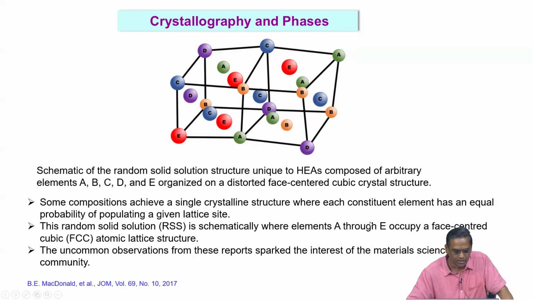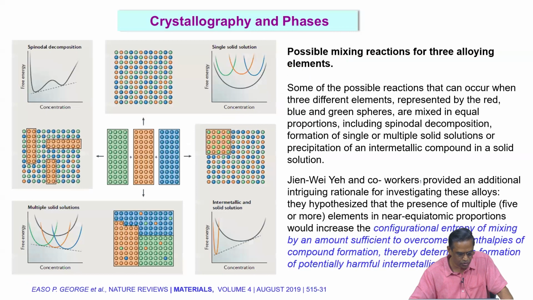And what you are now looking at here is a very interesting diagram from this paper by Easo George. What you have to focus on is, I have 3 elements: one is green, red and blue. 3 elements I am trying to mix. And what are the possibilities? What do we know so far from metallurgical knowledge? This is what is summarized in this figure. So, some of the possible reactions that can occur when 3 different elements, represented by these colors of spheres, are mixed in equal proportion. This is important. They are mixed in equal proportion.